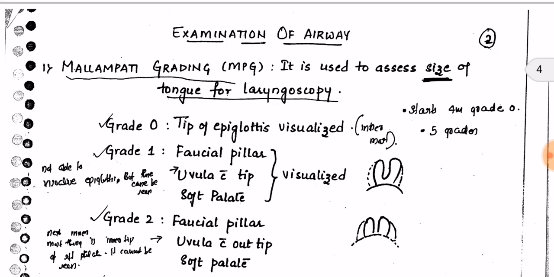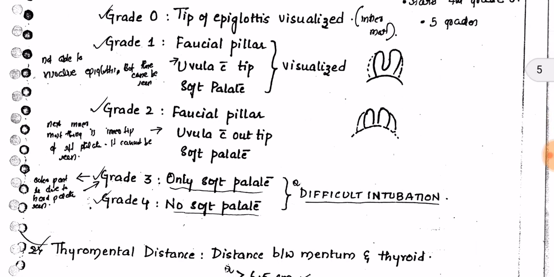Okay, so grade 0 means that you can see the tip of the epiglottis. Okay, so this is grade 0. That means the size of the tongue is pretty small. Grade 1 is that you can see the tip of the uvula. Grade 2 is that you can see the uvula, but you can't see the tip. Grade 3 is that you can't see the uvula. You can only see the soft palate. And grade 4, you can't even see the soft palate.